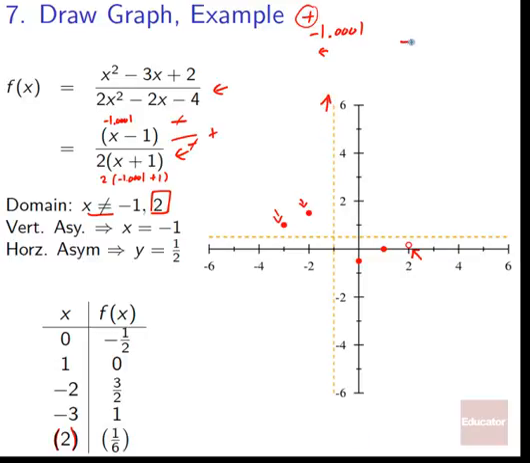If we do the opposite, negative 0.999, then if we plugged in negative 0.999 minus 1, we see that's going to wind up being a negative. And then divided by 2 times negative 0.999 plus 1, we see negative 0.999 plus 1 stays positive, just barely. It's a very small positive, but it is positive. So we've got a positive on the bottom. Negative divided by positive remains negative.